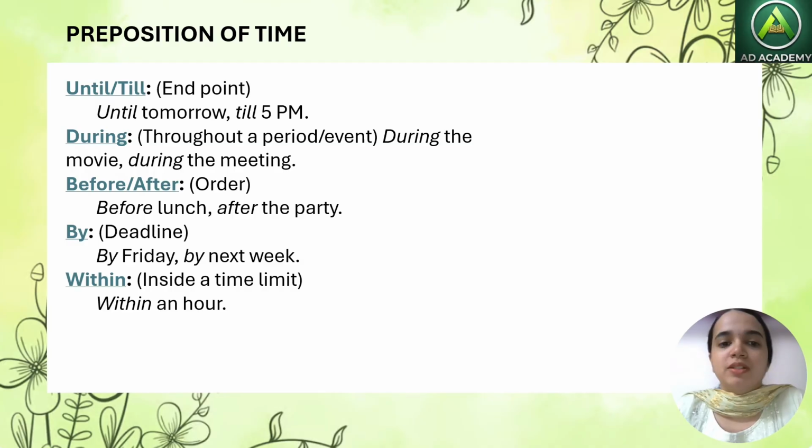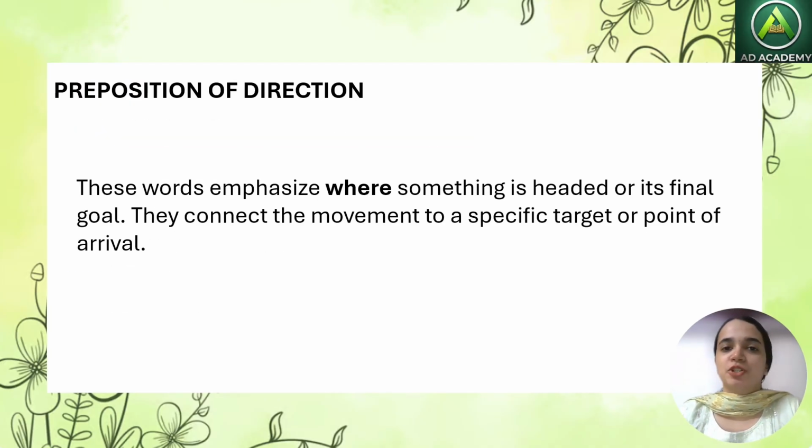Next one is during: throughout a period or event, during the movie, during the meeting. I called him during the meeting. You can use it like that. Before or after, that we know, shows the order. Before lunch, after the party, after the class, before the meeting starts. So it helps us to show the relationship of time. Next one, by Friday, by next week, you need to submit this. Next, within, that shows the limit, inside a time limit: within an hour, within 2 minutes you need to do this.